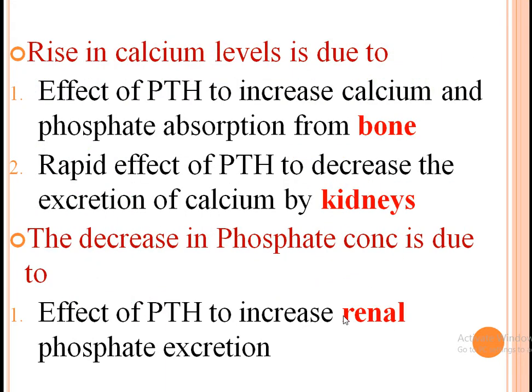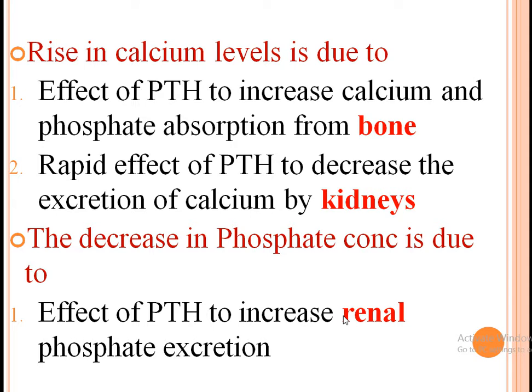How are the calcium level and phosphate level maintained? For that, the calcium level is increased under the effect of parathyroid hormone, which increases calcium and phosphate absorption from the bone, and a rapid effect is that parathyroid hormone decreases the excretion of calcium by the kidney. So through the bone it increases the absorption of calcium, while through the kidney it decreases the excretion of calcium. Both these effects combine to increase the plasma calcium level.